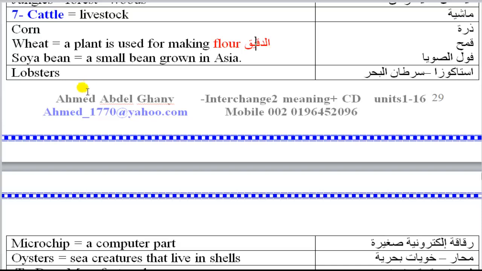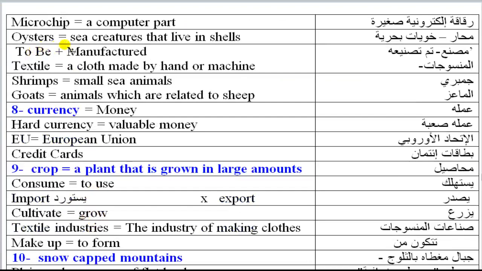Lobsters. Microchip, a computer part. A microchip is a part of a computer. T soft D and R, a computer. Oysters, sea creatures that live in shells. Oysters. To be manufactured. Textile, a cloth made by hand or machine. Shrimps, small sea animals. Small sea creatures. Goats, animals which are related to sheep.